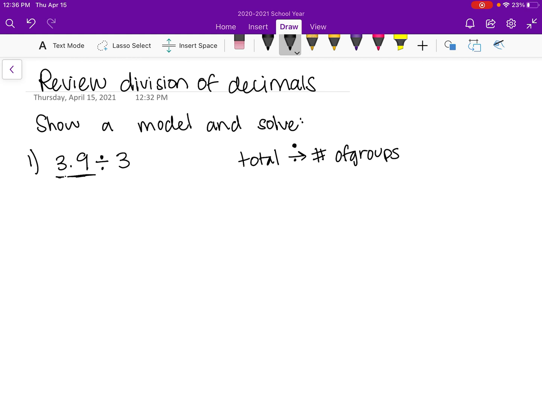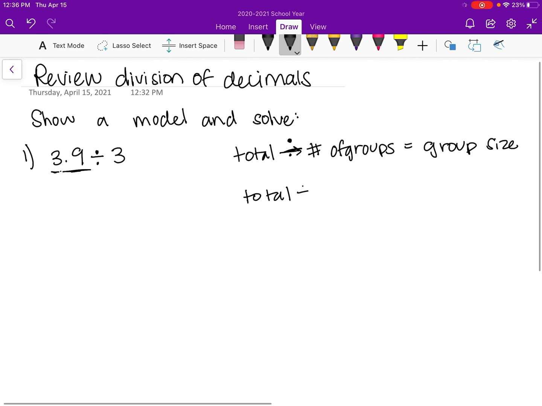I could actually just make this a division sign. And then we are trying to find the group size. Or we are taking the total and we have the group size. So we are dividing it into the group size and we are trying to find the number of groups.